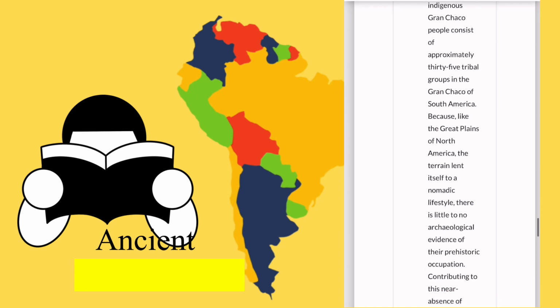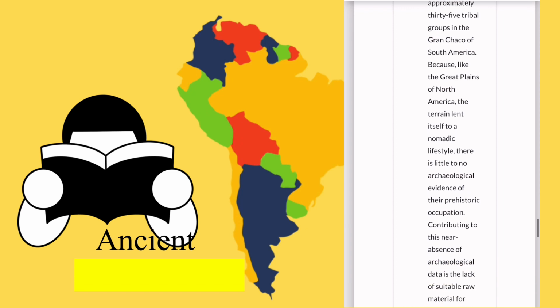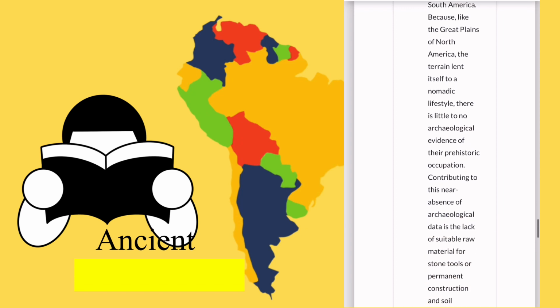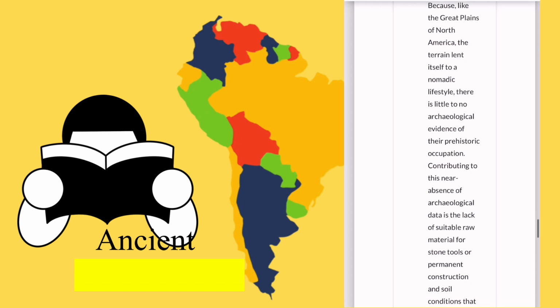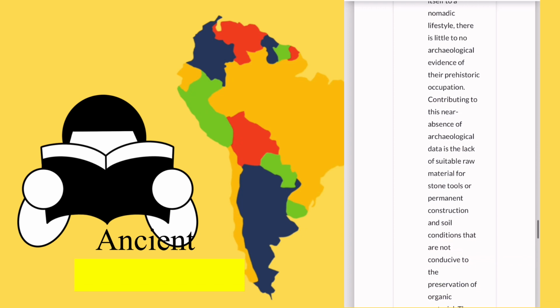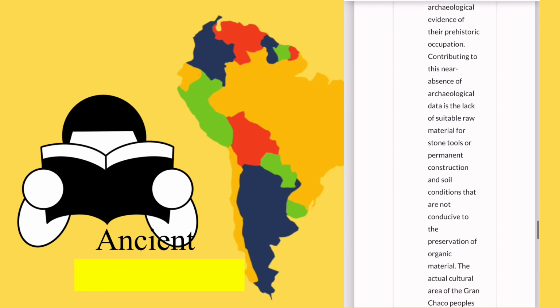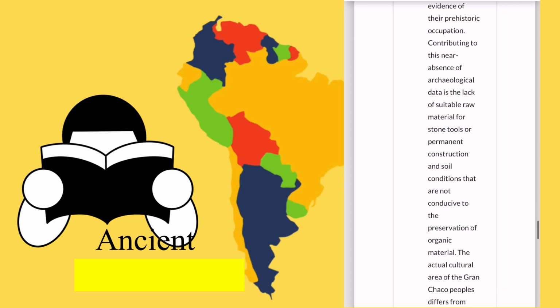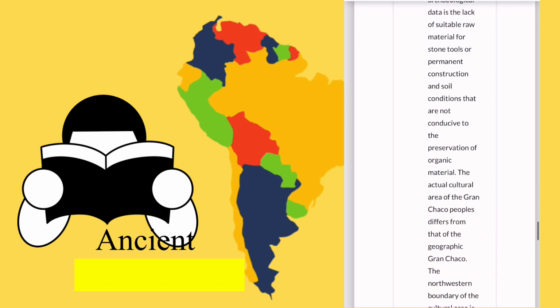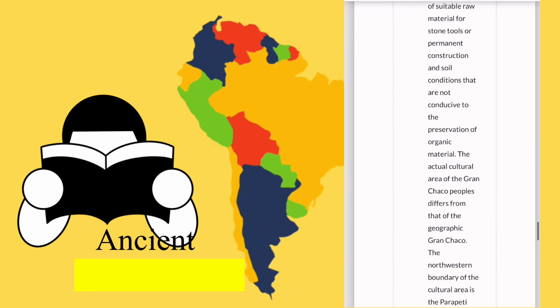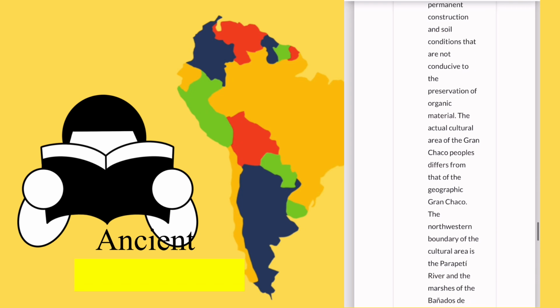The indigenous Gran Chaco people consist of approximately 35 tribal groups in the Gran Chaco of South America because, like the Great Plains of North America, the terrain lent itself to a nomadic lifestyle. There is little to no archaeological evidence of their prehistoric occupation. Contributing to this near absence of archaeological data is the lack of suitable raw material for stone tools or permanent construction, and soil conditions that are not conducive to the preservation of organic material.